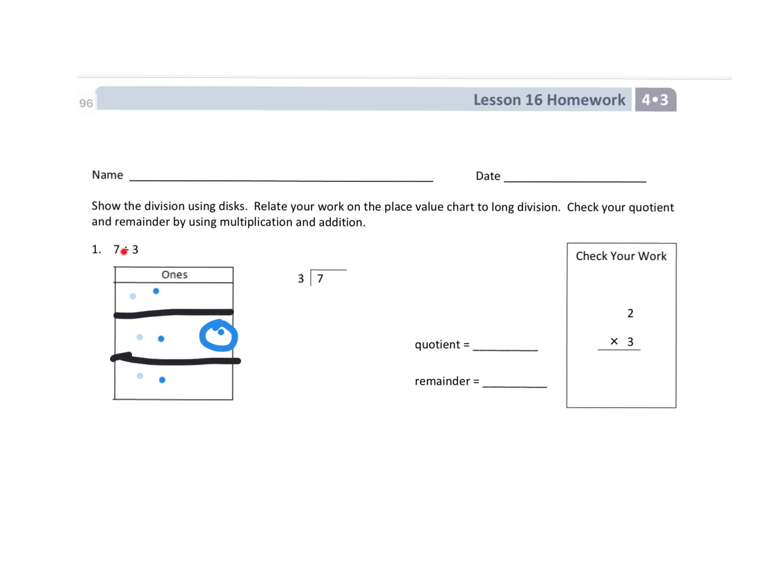When I've divided these 7 into 3 groups, how many does one person get? Well, one person or one group gets 2. And that is my quotient. 2 is my quotient. Did I have a remainder? Yep, I had 1 remainder, so I write that here, remainder 1. So dividing the dots makes it really easy to see. It's equal groups, I pass them out equally, and it shows that 1 remainder.